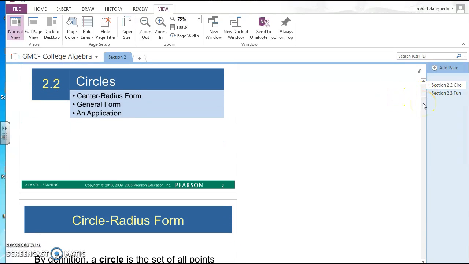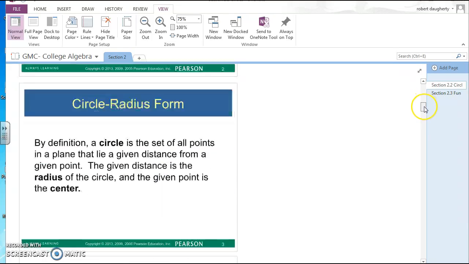So we're going to talk about circles today. You know what a circle is: it's the set of all points that are equidistant from a point. Think of if you had a string and you put your thumb on one end and you move the string around, that's how you make a circle. It's all the points that are the same distance from one point. So that's the definition of a circle.